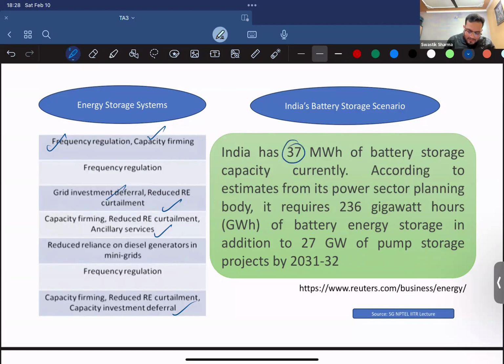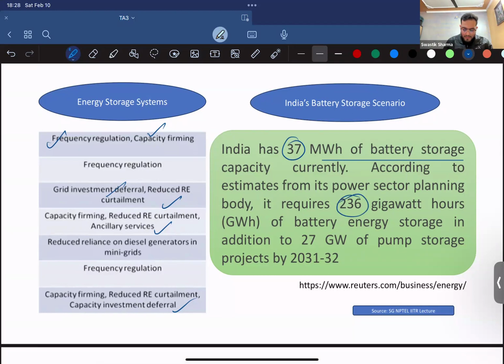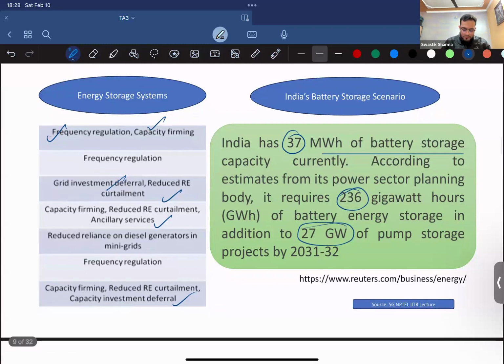India currently has 37 megawatt hour of battery storage, but we have ambitious targets of 400 gigawatt of solar PV generation. To integrate that in a better way, we need BESS. It requires 236 gigawatts of battery, and in addition to that, 27 gigawatt of pumped storage. Let's see if we are able to meet this, but given that the investment is huge, this would be a bit tough.